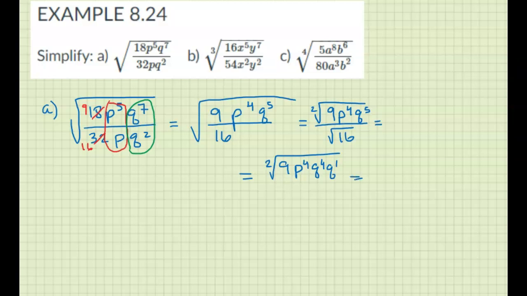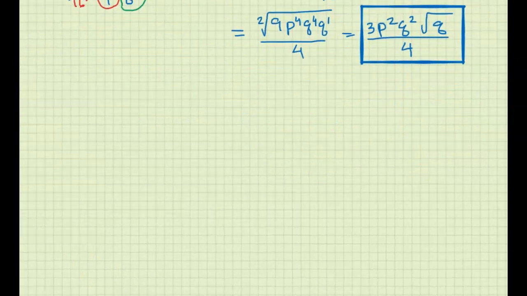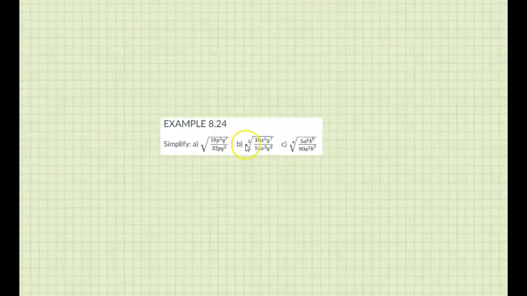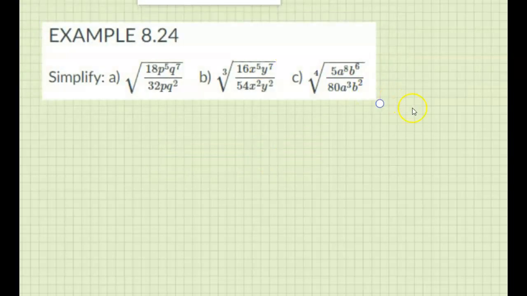So this is going to simplify as 3p to the 2, q to the 2, square root of q. For the bottom, square root of 16 is just 4. So that just carries along. All right, there we go. All right, let's do part B. So we're doing this one now.